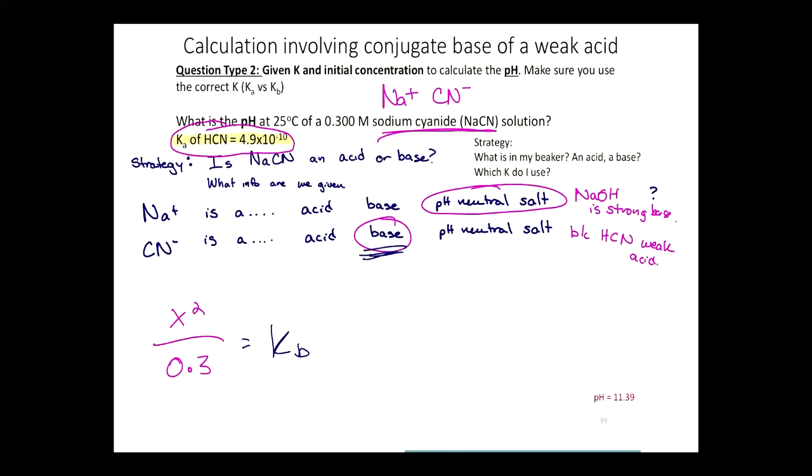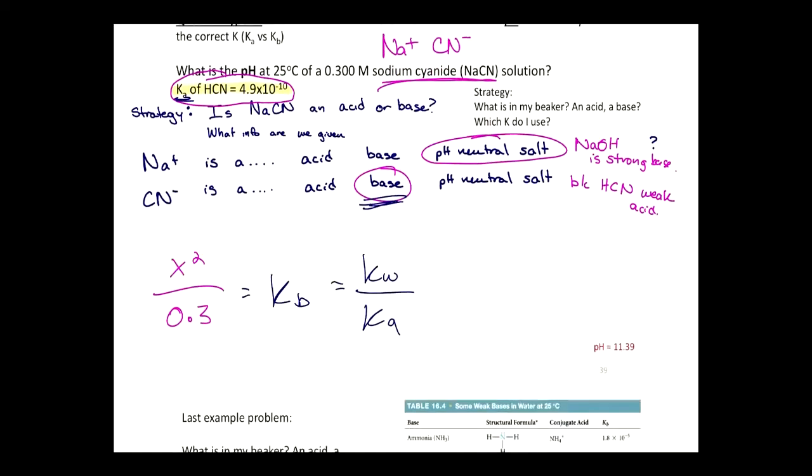I didn't give you Kb. I gave you Ka. That's not a mistake. It wasn't a typo on my part. You have to calculate Kb by taking Kw over Ka, the things you do know. And so putting this all together, it's going to be x squared over 0.3 equals 1 times 10 to the negative 14 over Ka, which was given, 4.9 times 10 to the negative 10. All right, you can solve that. I already did the approximation, and you get that x is equal to, I don't know, 0.00232 molarity. But it's the molarity of what?